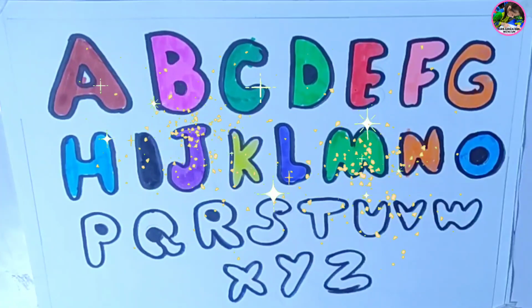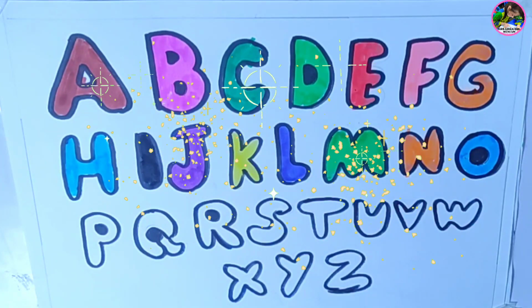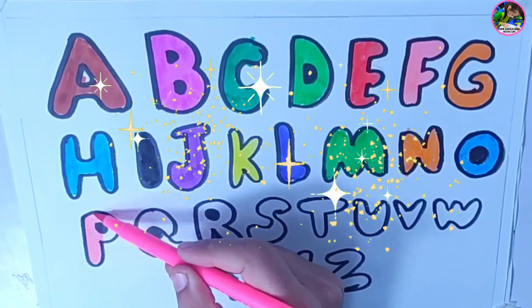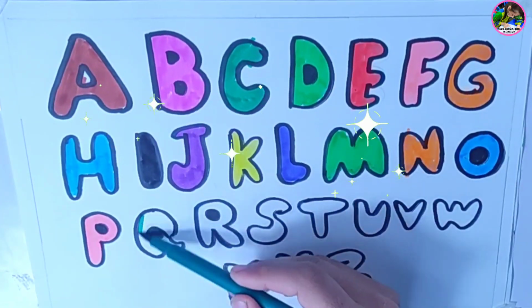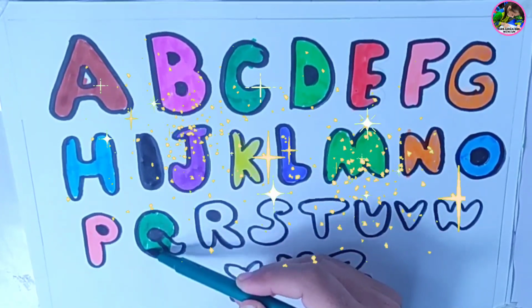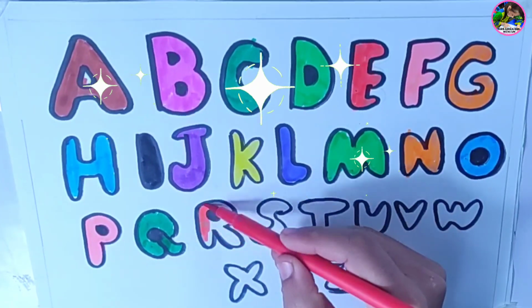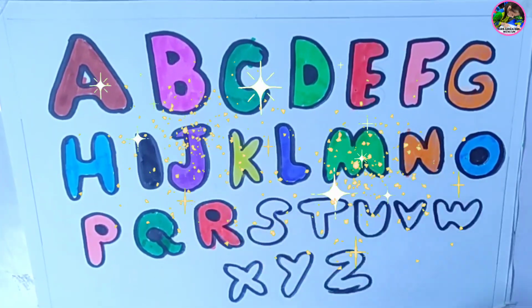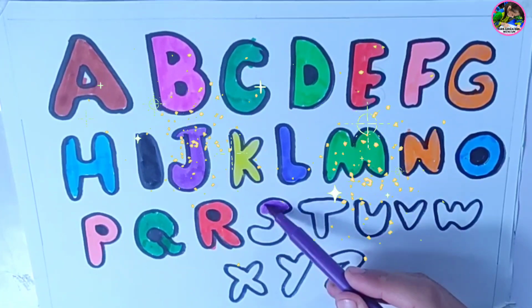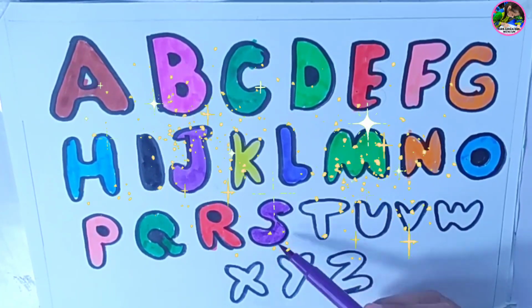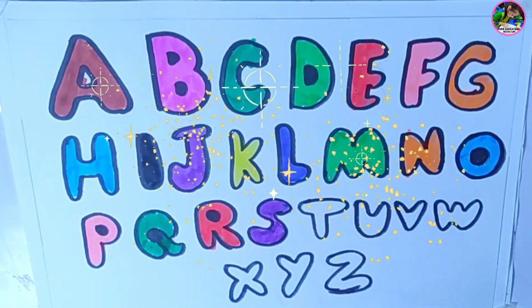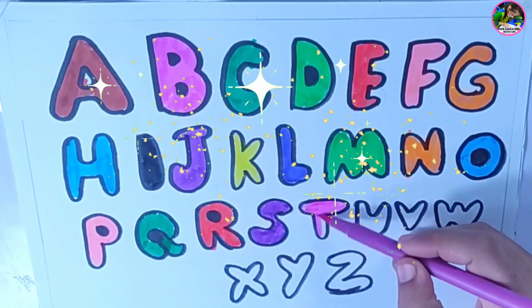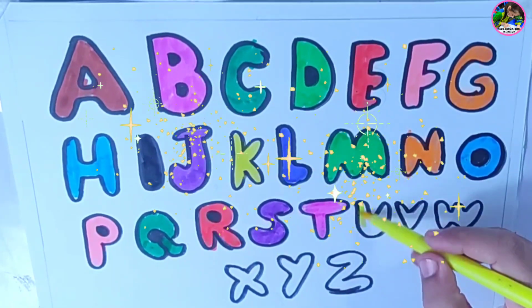O is for orange. Pink color. P. P is for parrot. Dark green color. Q. Q is for queen. Red color. R. R is for rabbit. S. Violet color. Sunflower. Purple color. T. T is for tiger.